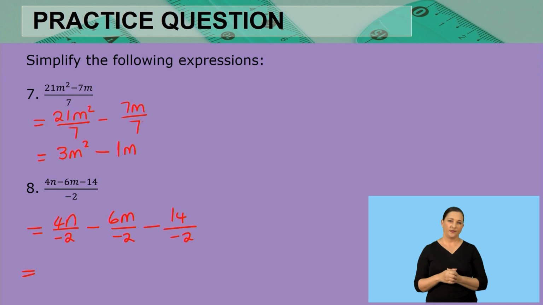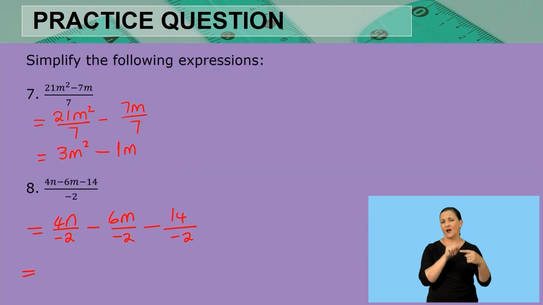Now, what is a positive 4 divided by a negative 2? Because remember, we are going to divide the integers and then leave the variables as they are. So what is 4 divided by a negative 2? That is a negative 2n. Then we have a positive 6 divided by a negative 2. So a positive 6 divided by a negative 2 does give us a negative answer, and that is a negative 3m, right?